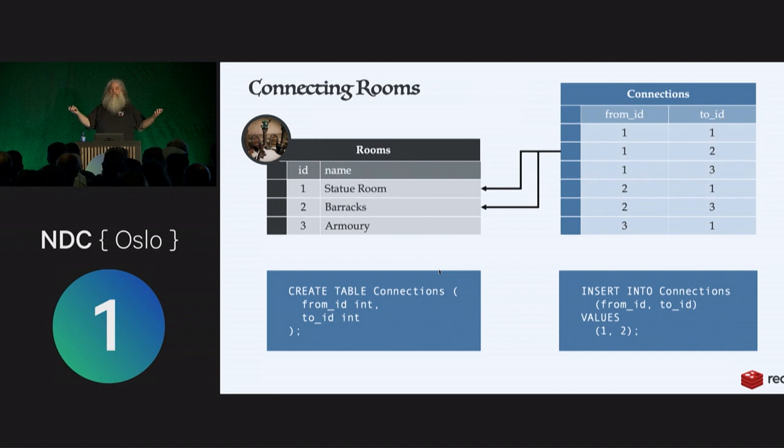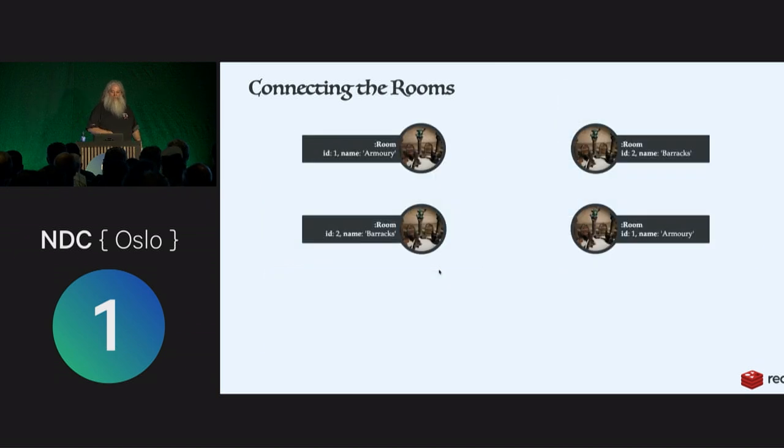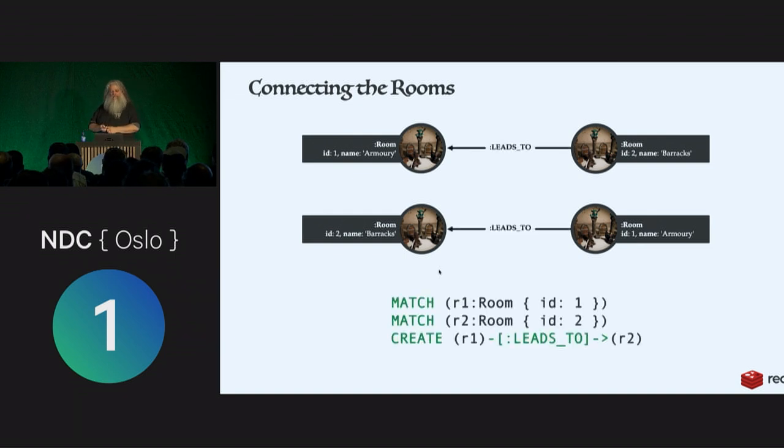So this is how you would model this. What you're really doing here, actually, is modeling the graph using a relational database. Because you're saying, well, this is a node, and this is how they connect. Connecting rooms in a graph is familiar. Instead of a room contains a monster, or a room contains a treasure, we just say a room leads to another room. And so we match room one, we match room two, and then we create the relationship between them.